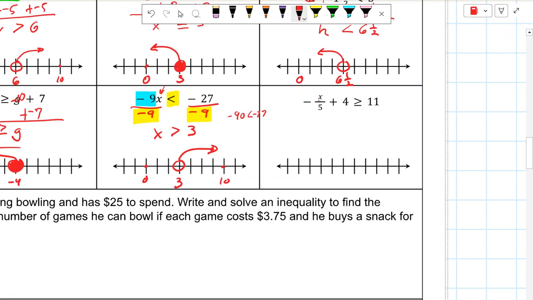The next example says negative x over 5 with a little negative sign here. But before we deal with this, we need to deal with our constant first. And to get rid of that constant and change it into a 0, we're going to add a negative 4 to both sides. And that's negative x fifths is greater than or equal to 7. Now the sign did not reverse because we're adding negatives to both sides. And we never had an issue with that during the investigation.